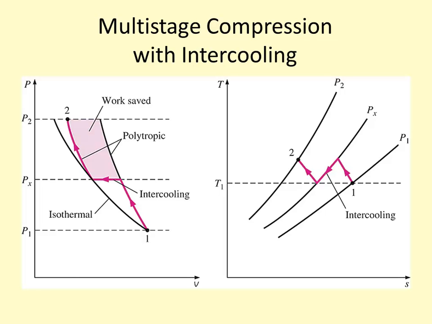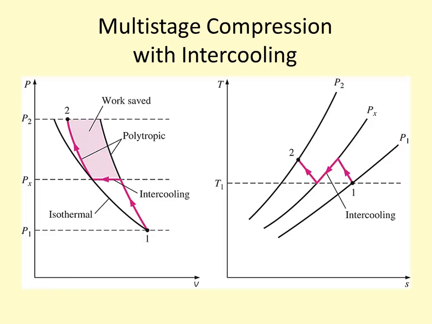And then from that intermediate pressure we perform a compression process to our desired final pressure. So you can see that we save this amount of work here. Instead of continuing along the polytropic line, we bump it over and we're able to save this amount of work. Again, this amount of work saved has to be greater than the amount of work required to perform the cooling process in order to make it worth it.